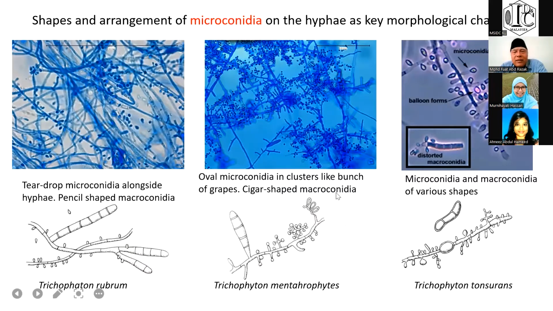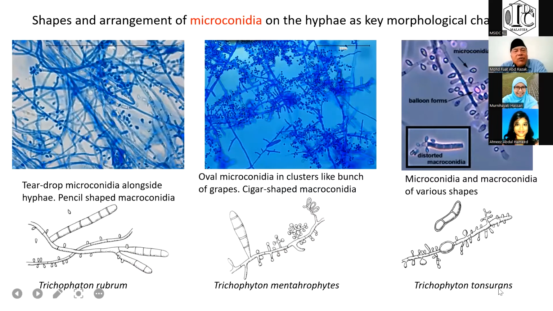In Trichophyton mentagrophytes, you see the microconidia are in clusters, like a bunch of grapes, and the shape is somewhat oval, whereas in Trichophyton rubrum, the microconidia are teardrop shaped and form alongside hyphae. So by looking at the microconidia, we can differentiate Trichophyton rubrum, Trichophyton mentagrophytes, and Trichophyton tonsurans.